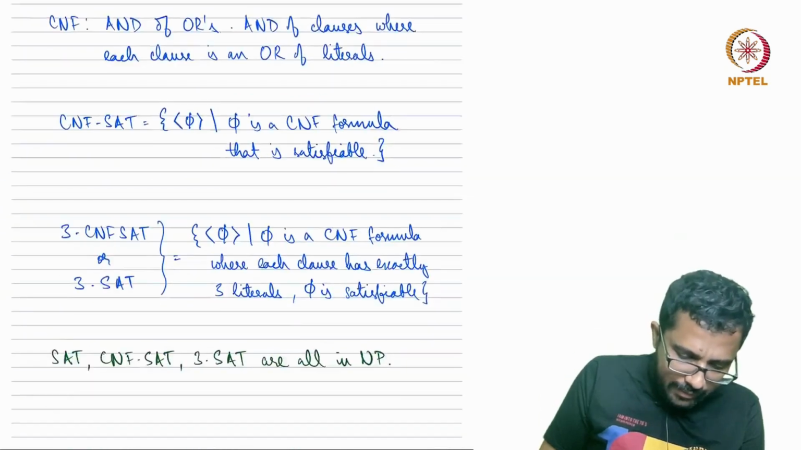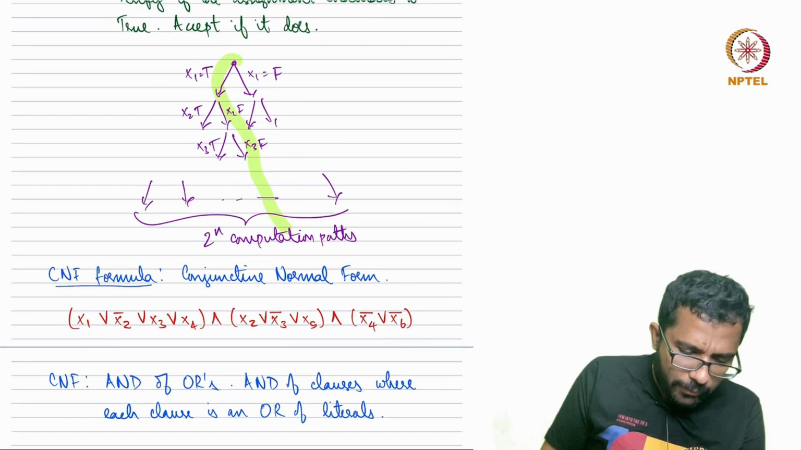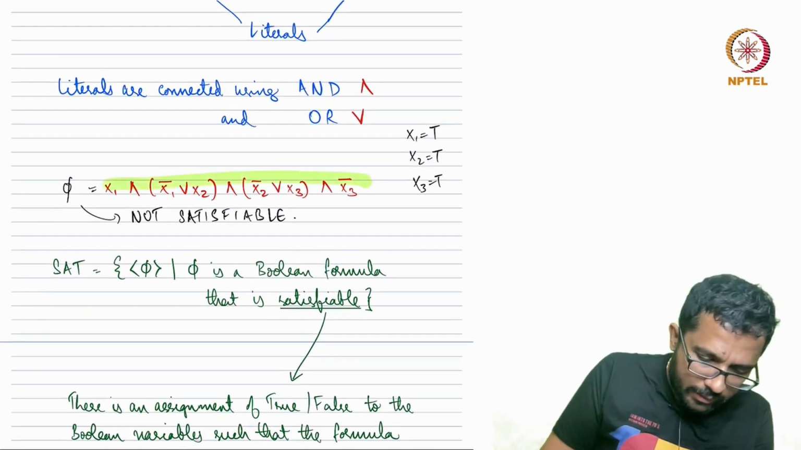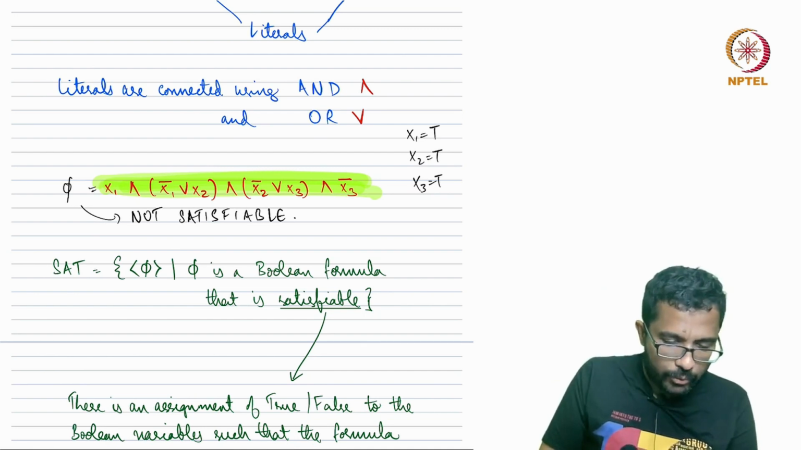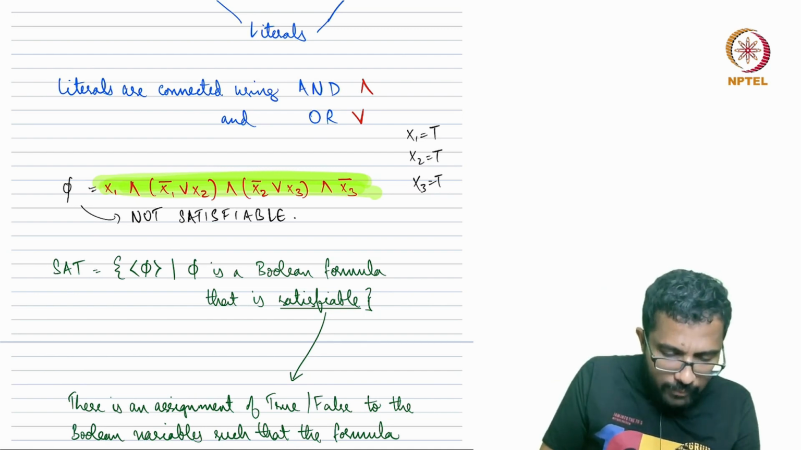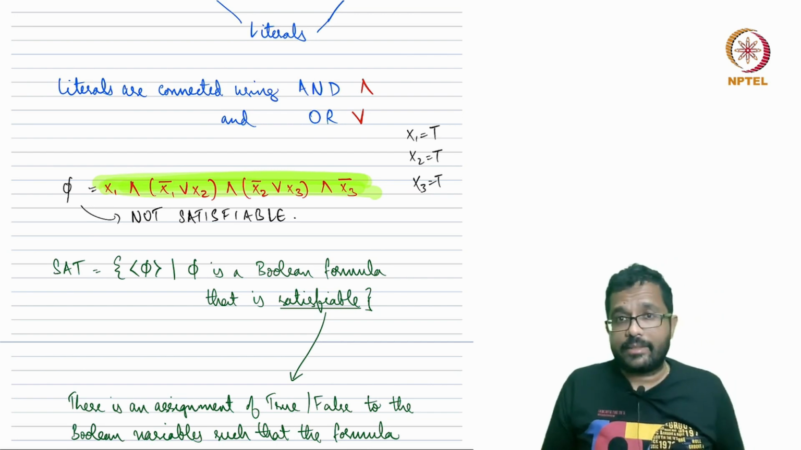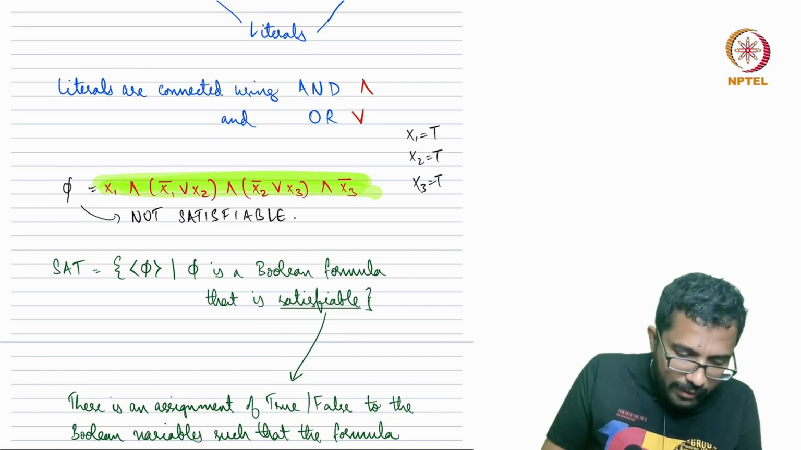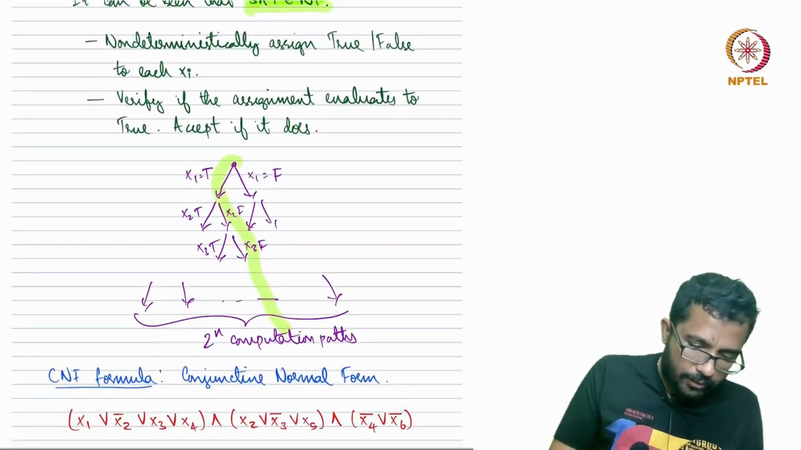A couple of further things that I want to briefly tell. The formula that we saw here is in a form called conjunctive normal form. Because I have an AND of things: x1 or x1 complement, and x2 or x2 complement, and x3 or x3 complement. So I have an AND of clauses where each clause is an OR of literals. This is called conjunctive normal form.